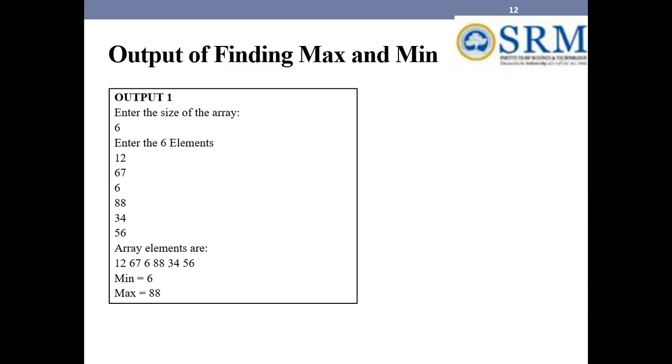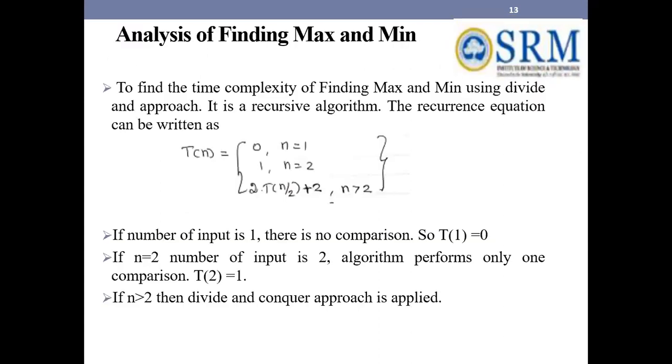This is very easy to implement. Now, analysis of finding max and min. To find the time complexity of finding max and min using the divide and conquer approach, which is a recursive algorithm, the recurrence relation T of n can be written as follows. First case, n equal to 1: if the array has only one element, there are no comparisons, and the same element is assigned as max or min.